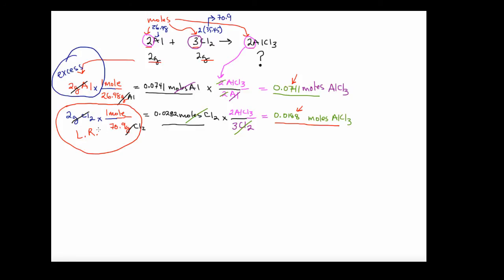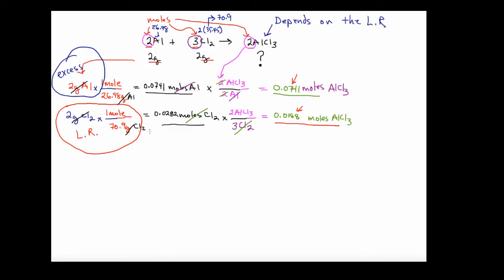So the bottom line here is that the chlorine is going to run out before the aluminum. And once the chlorine runs out, then the reaction stops. And that means that the production of AlCl3 is totally dependent on the limiting reactant. In fact, I'm going to put that in words. Depends on the Lr.